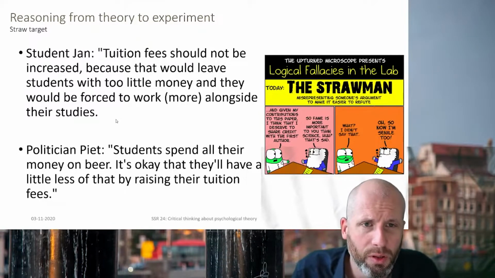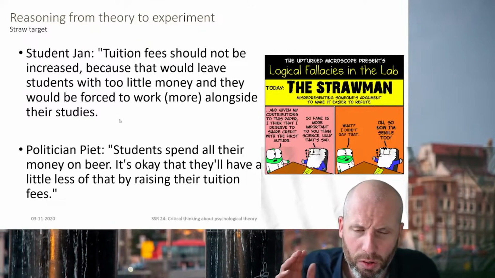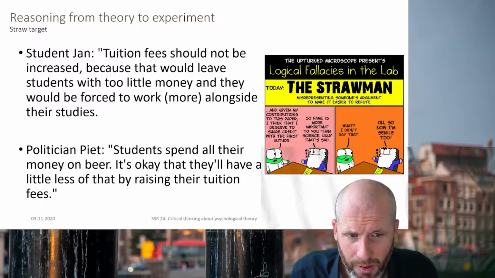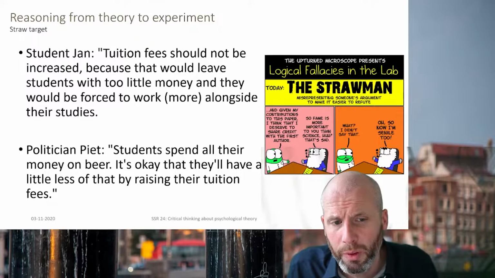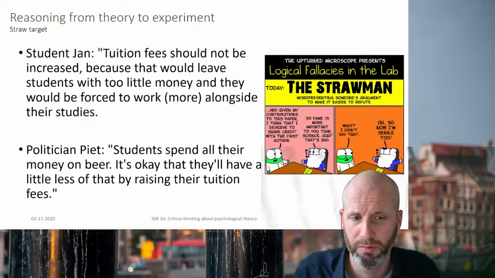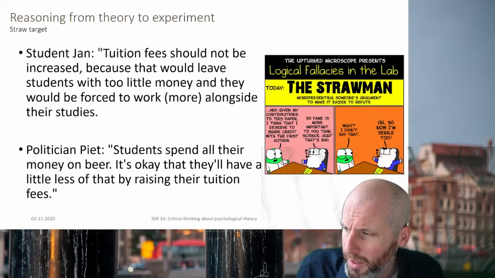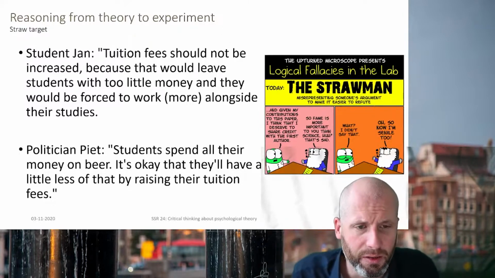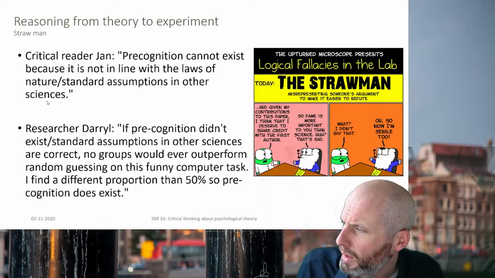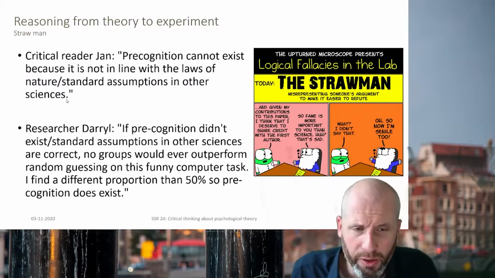I could say students are only against raising tuition fees because they want to buy more beer. That's not necessarily untrue, but it would be a very weakened version of the actual argument that you might have. And I represent it that way because it's easier for me to defeat. And that plays a role in research as well. We already covered it, right?